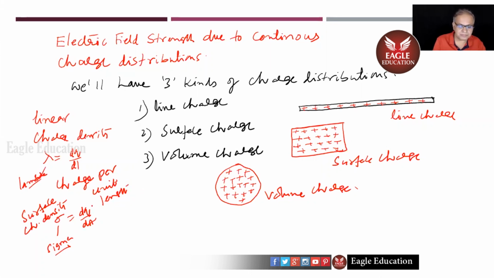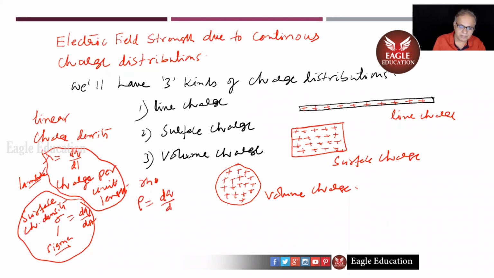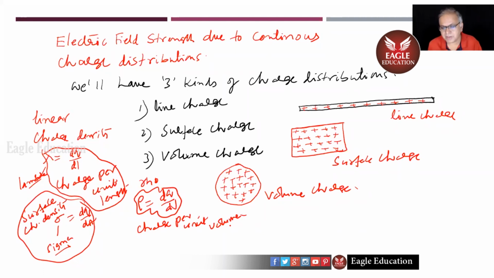This is one. This is another. And then volume charge density rho equals dq by dv, volume charge per unit volume. These quantities are going to be important for us to express elementary charges, for example, dq.